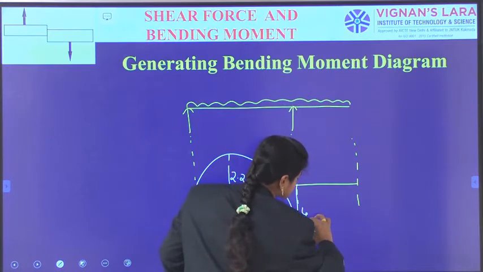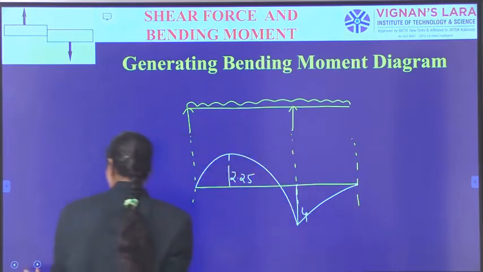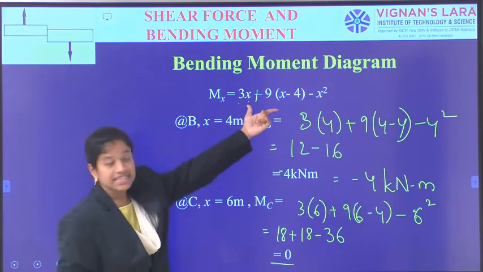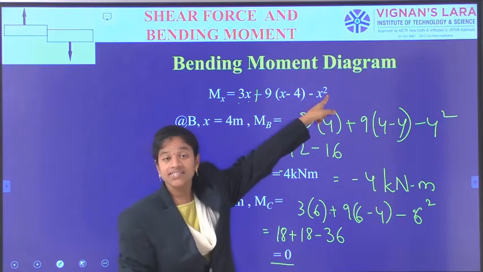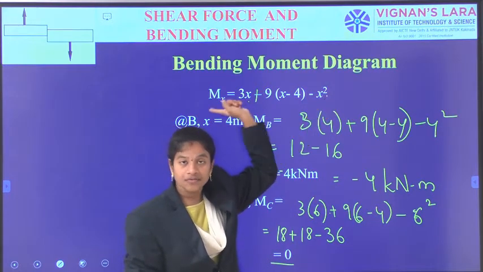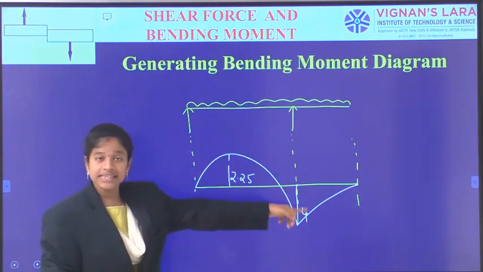Connecting these two, again we are using a smooth curve because the corresponding equation is again a second degree equation. This is a single degree, this is single degree, but the overall equation degree is the highest power of x. So the highest power of x is 2. So a second degree parabolic equation we are indicating with this shape.